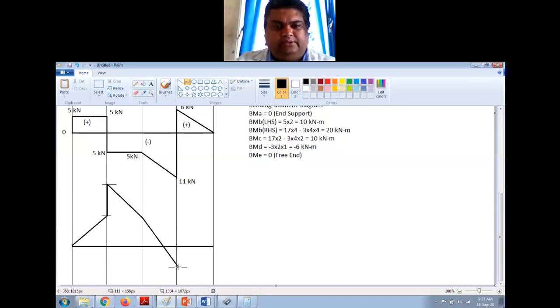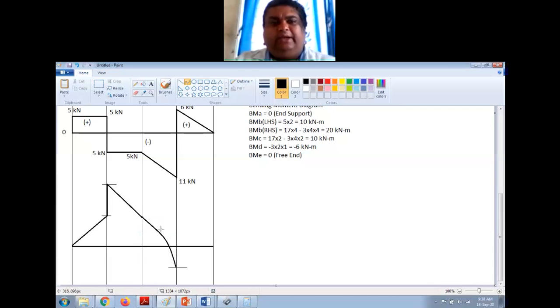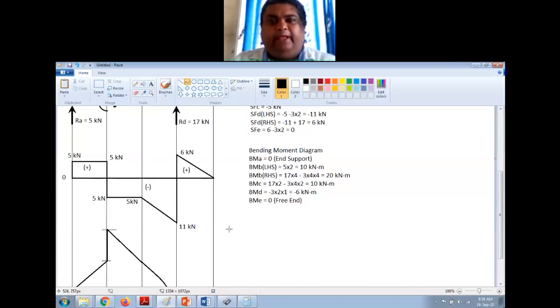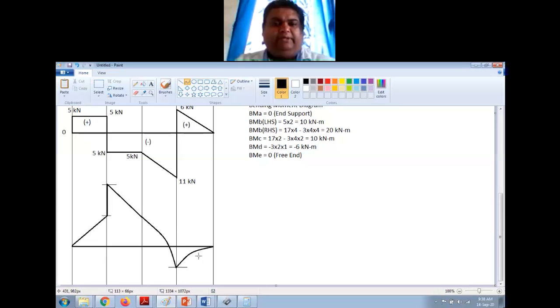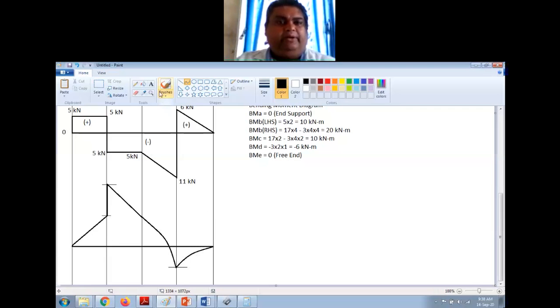So I'll just draw a curve here. It should be a curve like this, and you just write here it is parabolic. That is enough. You don't have to sit and do research on this. And at E it is again 0. So this will also be a parabolic curve because this is a UDL, right? You'll have a curve like this. So this is your bending moment diagram.